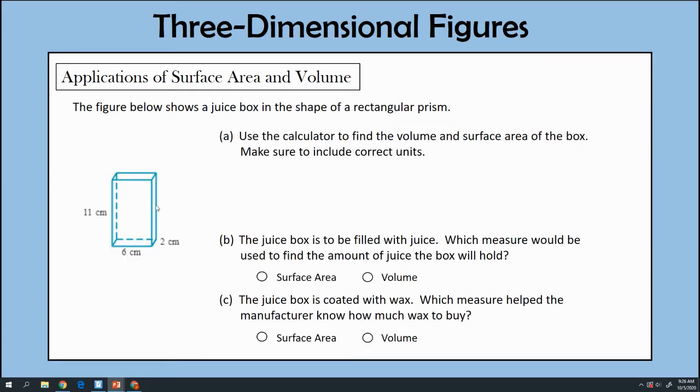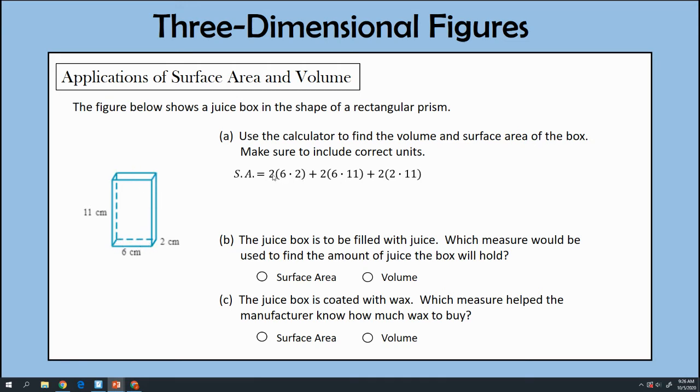Okay. This second question is just getting you to see the difference between uses of surface area and volume. So this one just says that we have this rectangular prism that's a juice box, 6 centimeters by 2 centimeters by 11 centimeters. And the first thing they ask us to do is define the surface area and volume of this box. Okay. So surface area, remember, is the sum of the area of all the faces. So 6 times 2 is this bottom rectangle, and it's also the top.